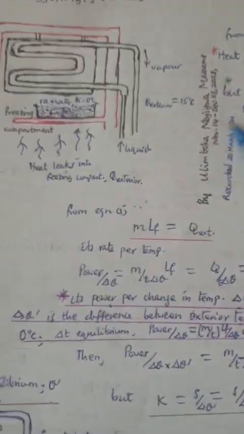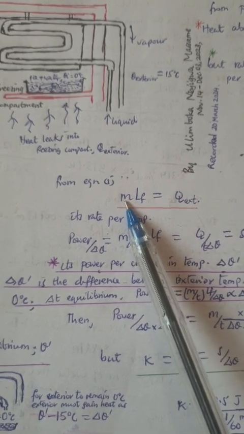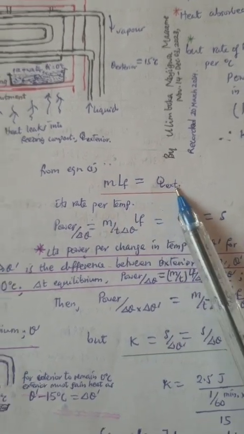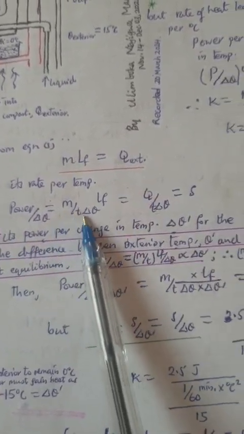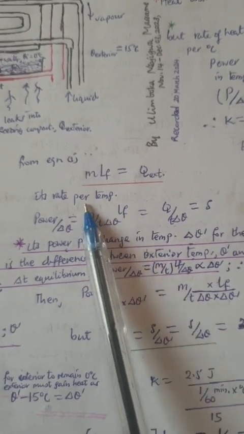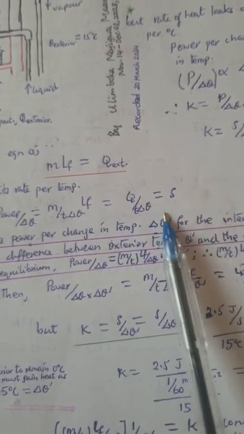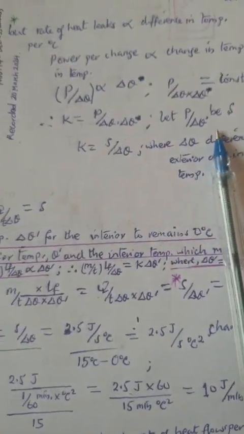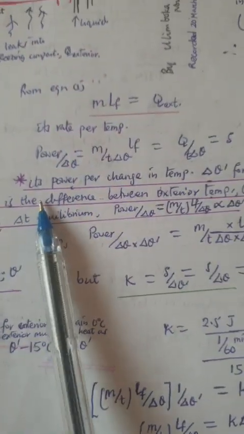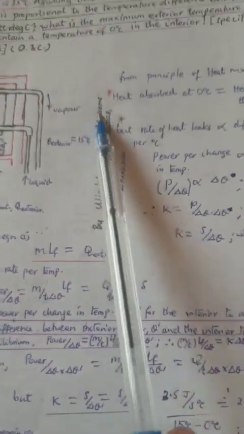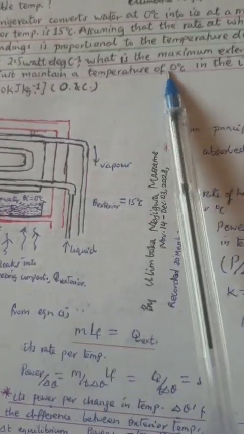When we deal with the first equation, heat absorbed or released at a constant temperature, which is 0 degrees centigrade, is equal to heat transferred from the external. Its rate per temperature is power per change in temperature. We can define this power as the rate of water conversion to ice, which is mass divided by time, times the change in temperature, and this is also equal to S, as we assumed in the first condition. At these conditions in the interior of the freezer, we now have a new condition, the last condition underlined in purple: what is the maximum exterior temperature at which the refrigerator could just maintain a temperature of 0 degrees centigrade in the interior?